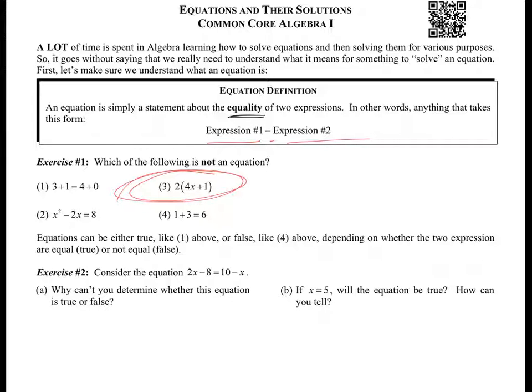So exercise number 2, consider the equation 2x minus 8 equals 10 minus x. So why can you not determine whether this equation is true or false? Well, you can't determine if it's true or false because we don't know what x is. We don't have a value for x.